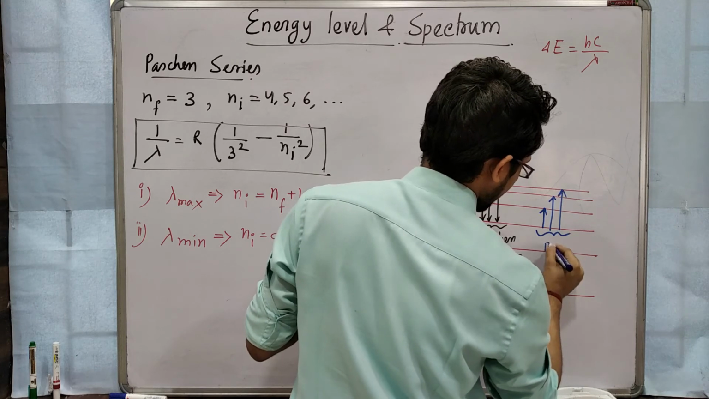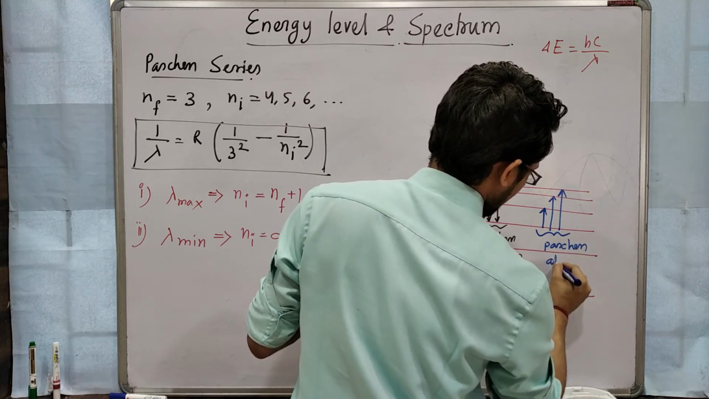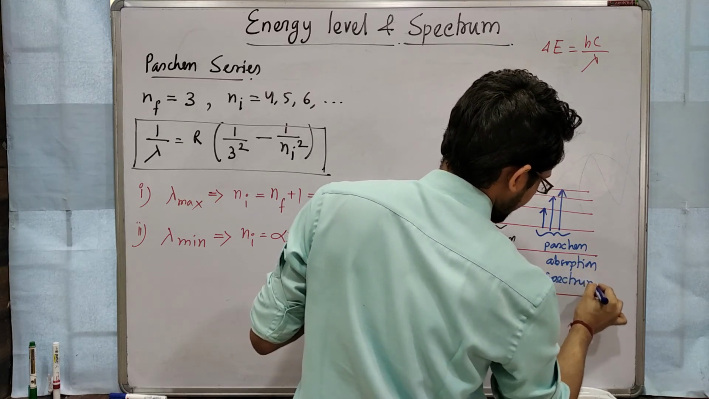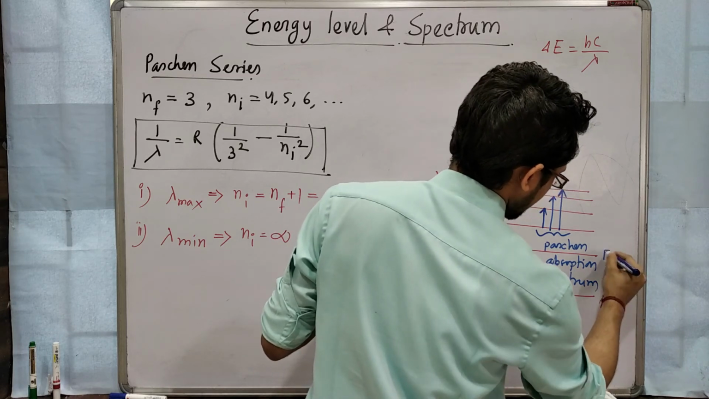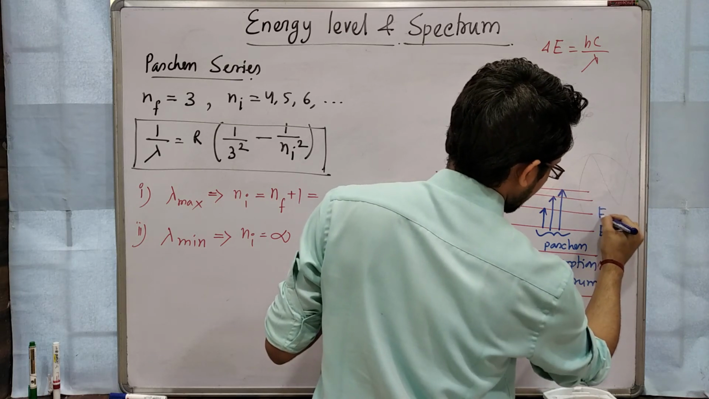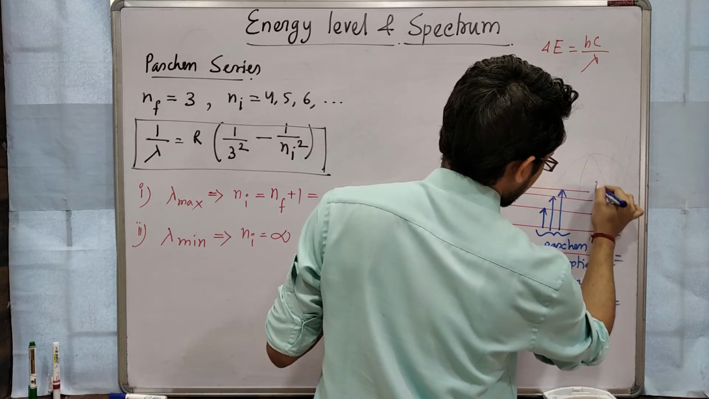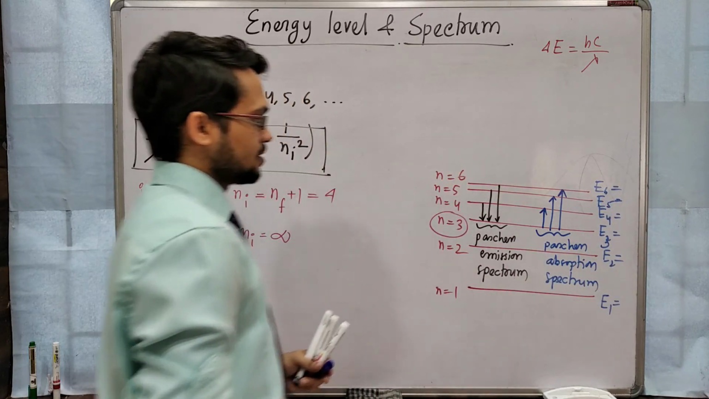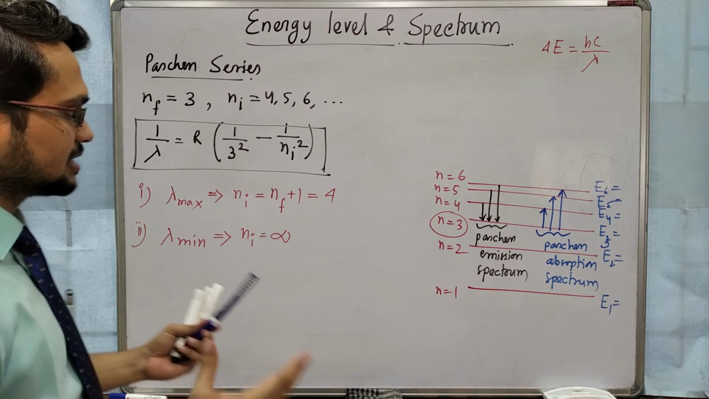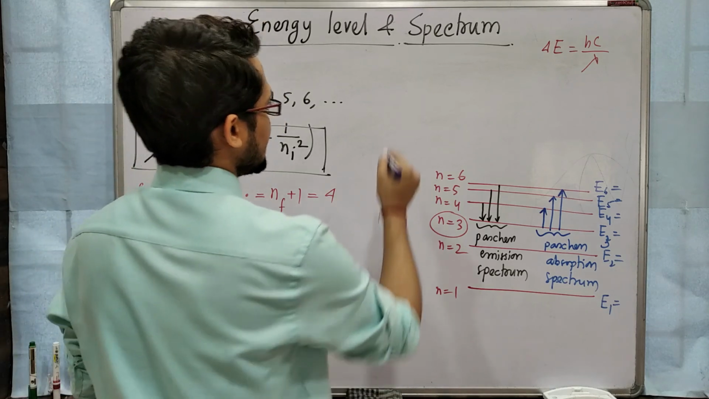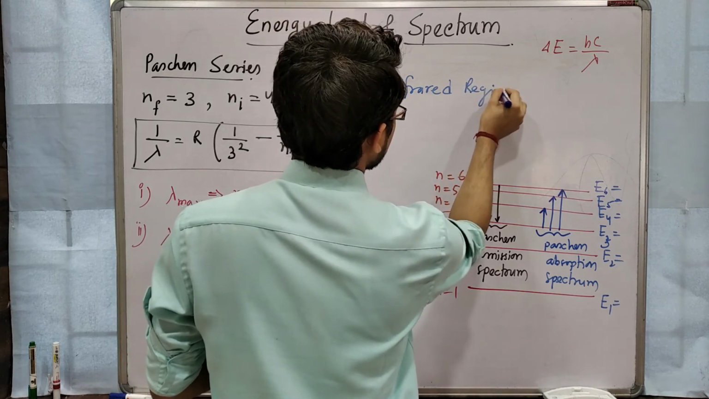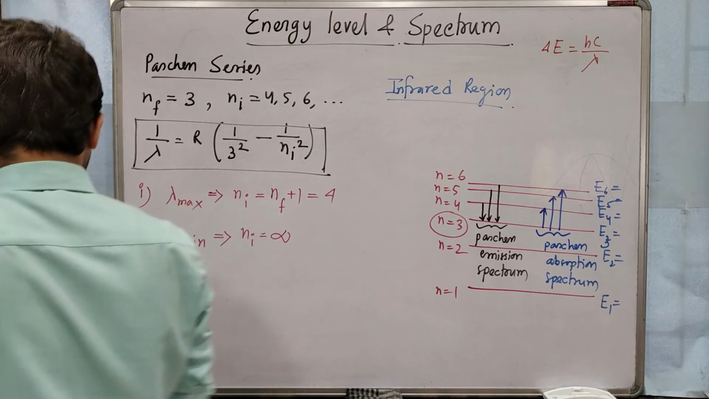Okay, this is the Paschen absorption spectrum. Here you will write the energies also: E1, E2, all the values you will find, E3, E4, E5, E6, dot dot dot. In this way you will show. Here, all the spectrum in the Paschen series will lie in the infrared region.